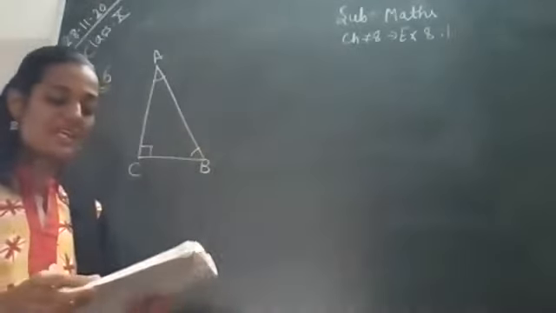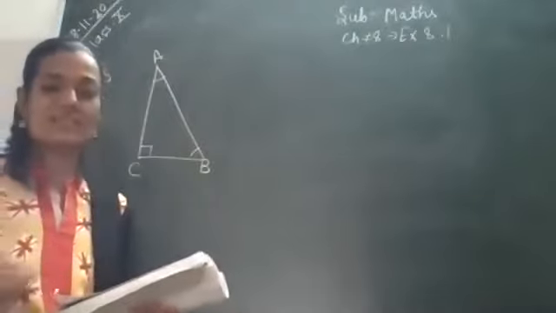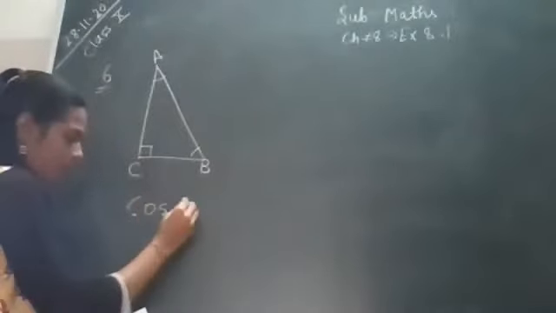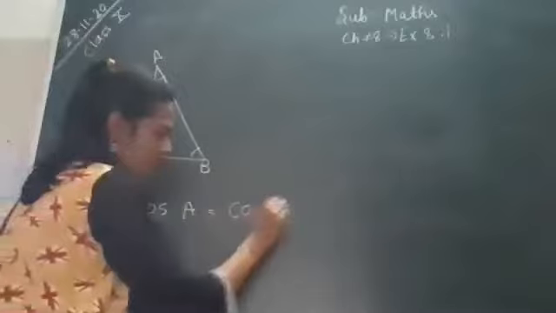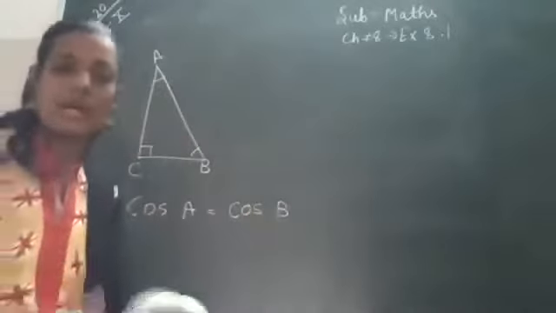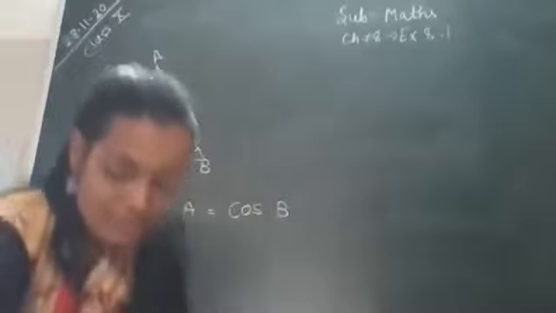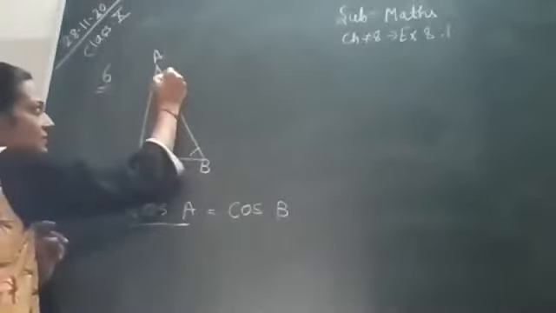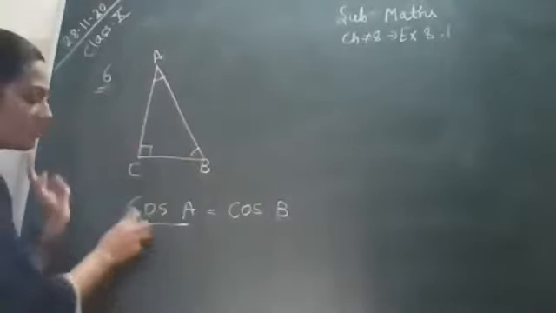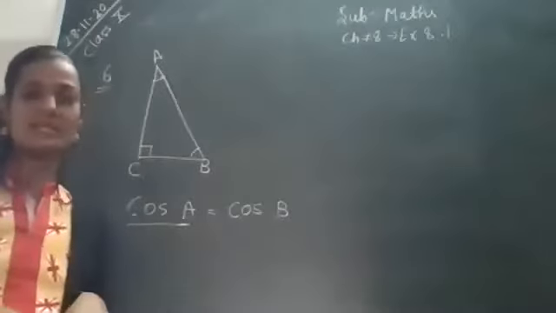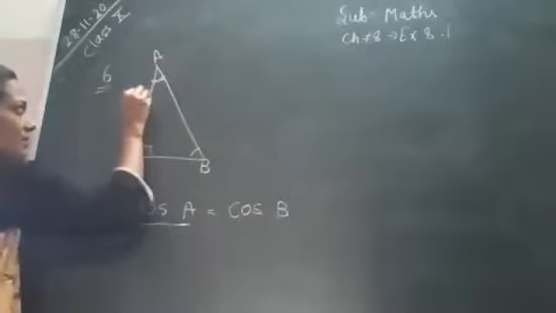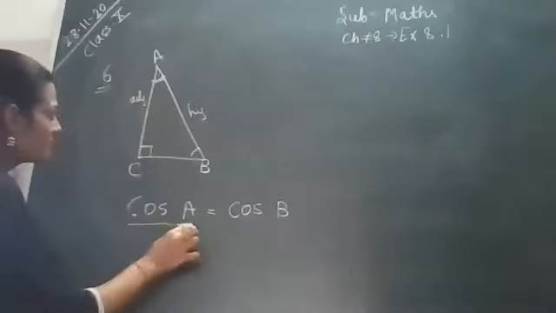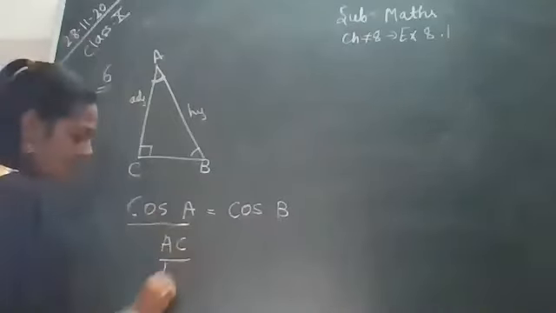Such that cos A is equal to cos B. Now we have to go for this one only. Cos A is equal to cos B. Right? Now we have to find out the values. What is the value of cos A and what is cos B? So from this, cos A, this is angle A. So cos means what? Adjacent upon hypotenuse, right? So cos A, adjacent will become this side, and hypotenuse remains as it is. So cos A is equal to AC upon AB, right?